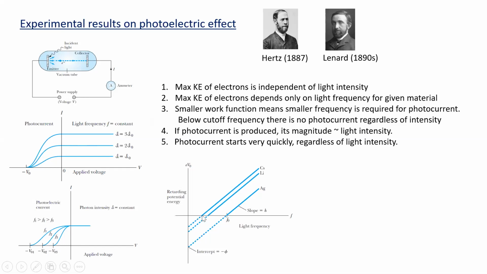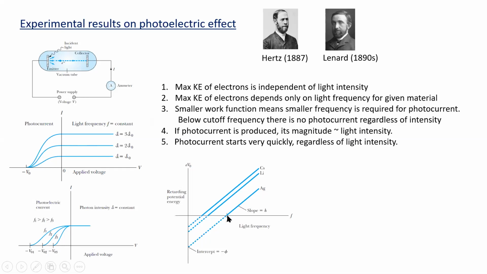So the photocurrent starts for cesium right here, and cesium has the smallest work function. And the next largest work function here is for lithium, and for lithium we need a little bit higher frequency to start to see a photocurrent. And then so on for silver, we need the largest frequency of all. And below a cutoff frequency, there's no photocurrent regardless of the intensity.